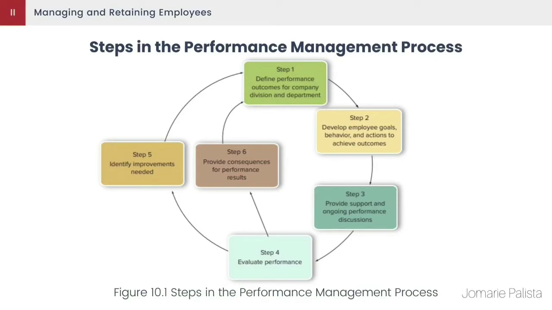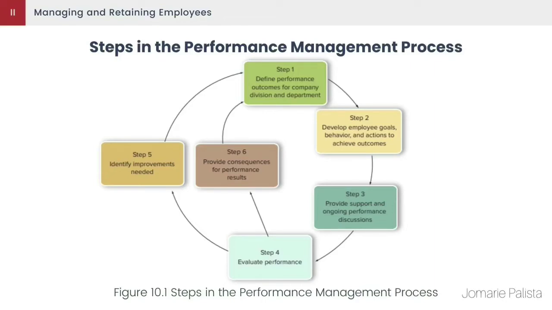The second step is developing employees' goals, behavior, and actions to achieve outcomes. The performance management plan will remain a dream until you break it down into actionable steps that are SMART. If you recall SMART goals, it stands for specific, measurable, attainable, relevant, and time-based. This tool is effective in providing clarity, focus, and motivation the employees need to achieve the desired outcomes.